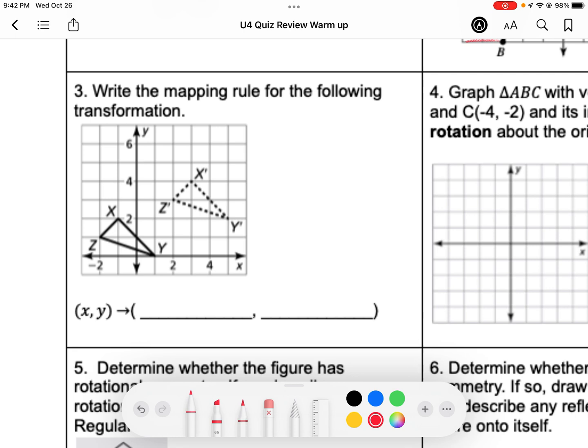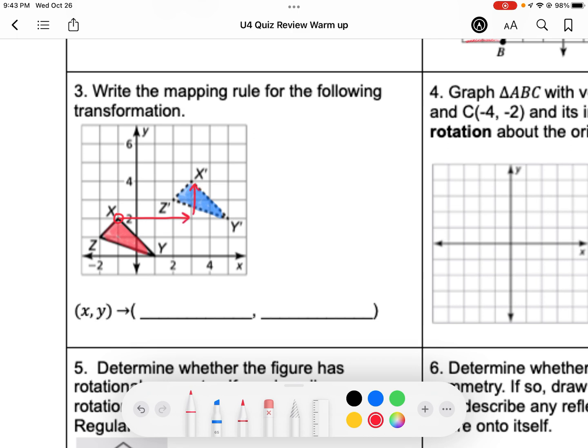On this one, number 3, we want to write the mapping rule for that transformation that's already been done for you. So it's like I'm taking this triangle and turning it into this triangle. Okay? In order to do that, I'm just going to pick one of the points. Let's pick point X. That point moves to the right 4 and up 2.